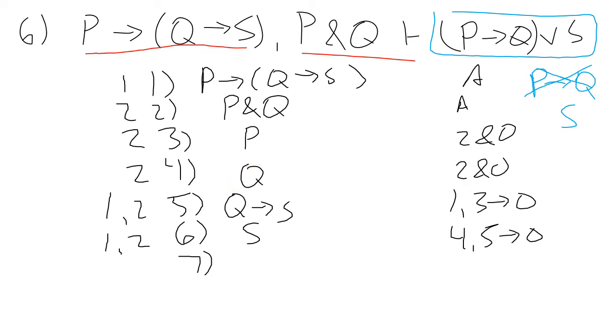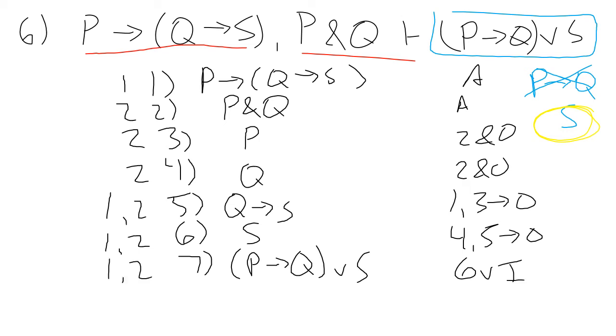Now that I've got S by itself, which I was looking for here, I can just wedge in the other side. P arrow Q, wedge S. That's going to be from 6, wedge in. 6 got 1 and 2 next to it. So our proof is now done.